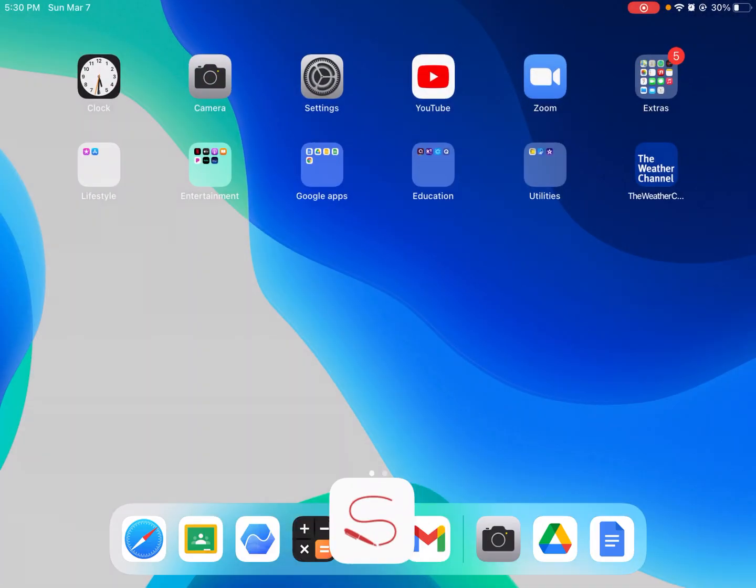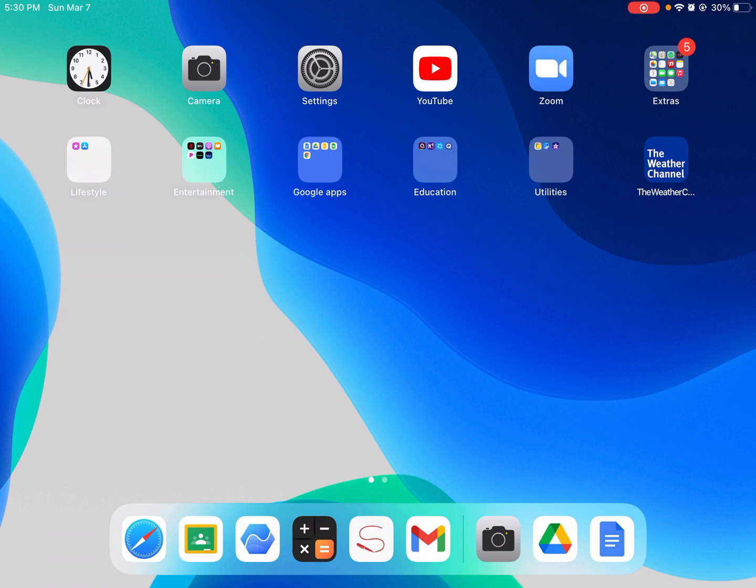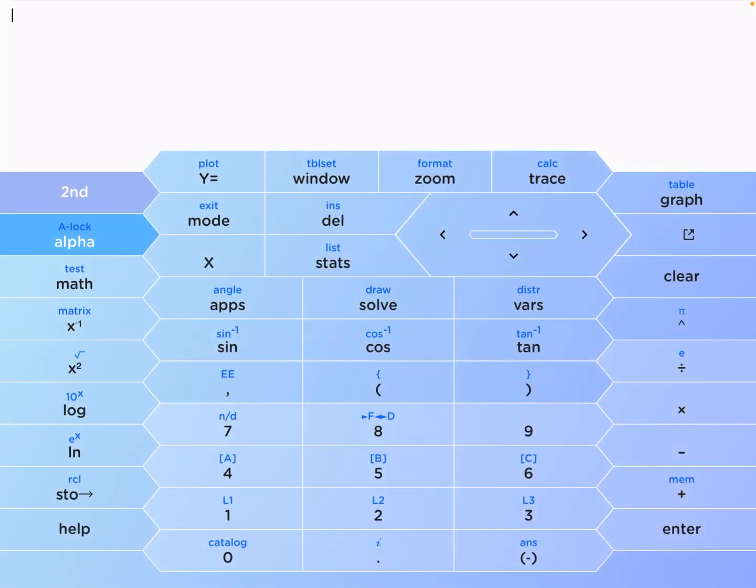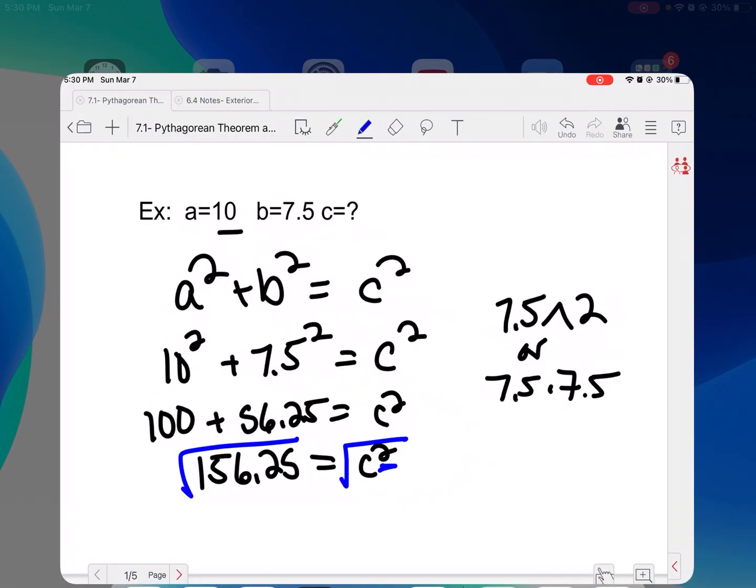All right, well, I'll use this one. So you'll be able to see on my screen what I'm doing here. So I'm going to do the second square root of 156.25, okay? And sometimes it'll come out as a pretty number, sometimes it won't, okay? So that's okay. So we'll have 12.5, okay?